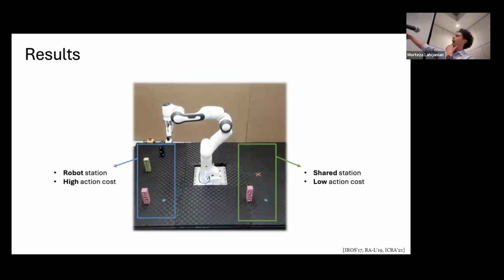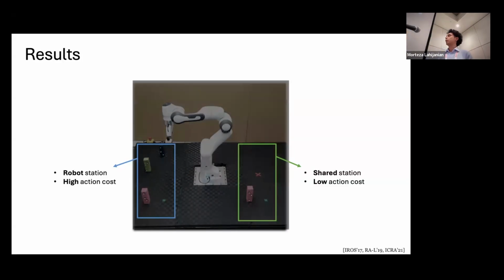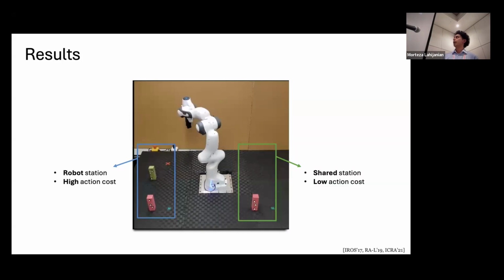We said, okay, we have a shared workspace. This is a shared station between a human and the robot. And we have a station only for the robot, where the human cannot intervene. I'm going to give a low action cost to the robot to operate here, to incentivize the robot to operate in the shared workspace, and a high cost for that environment. And I'm going to apply the framework I just explained. And here's what I get.